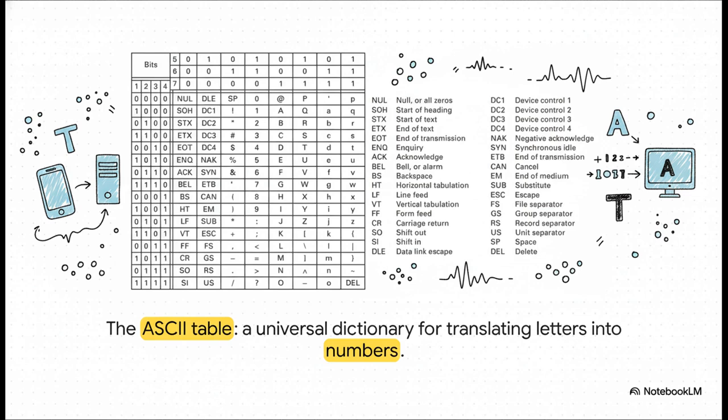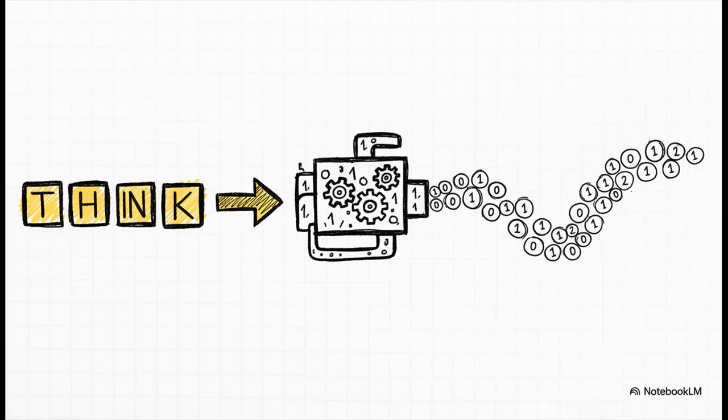See how the capital letter T has its own specific string of ones and zeros? This is what makes sure that a T you send from your phone is understood as a T by any other computer on the planet. So, after a quick trip to that ASCII dictionary, our word think is totally transformed. It's not letters anymore. Now it's a stream of bits, a sequence of ones and zeros. Our message is finally speaking the language of machines. It's ready for the next leg of its journey.